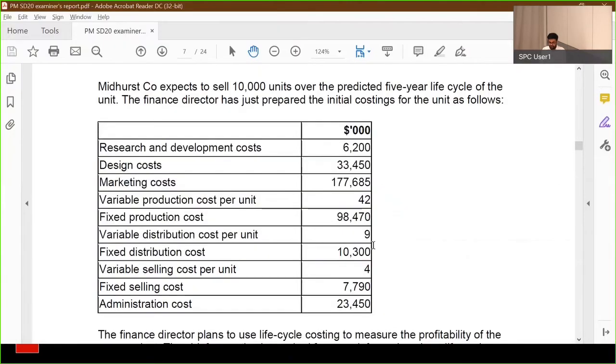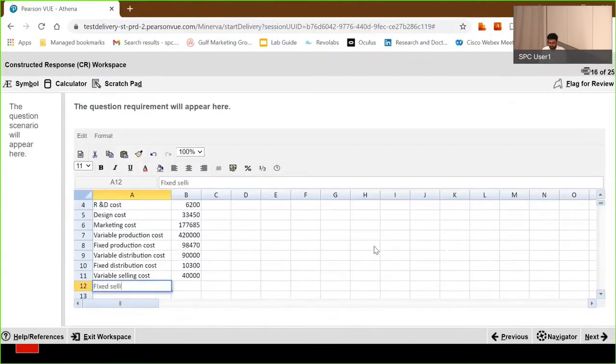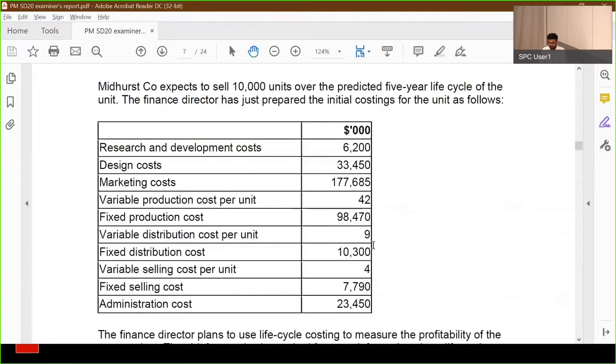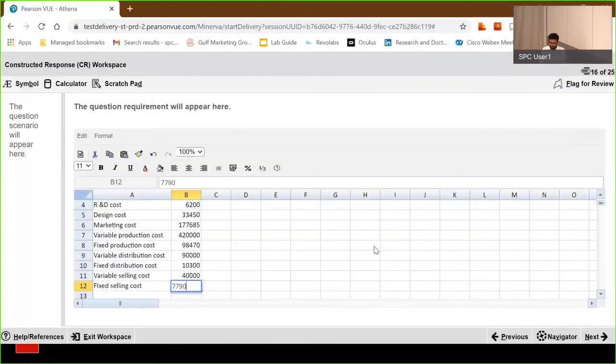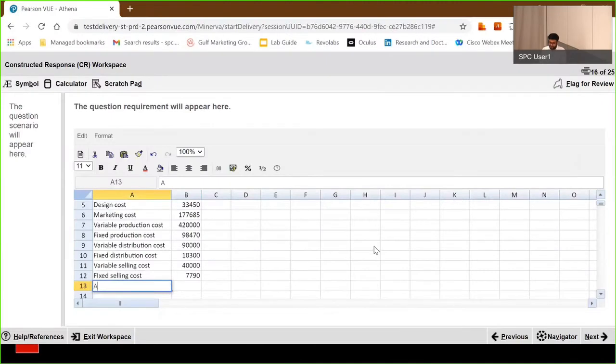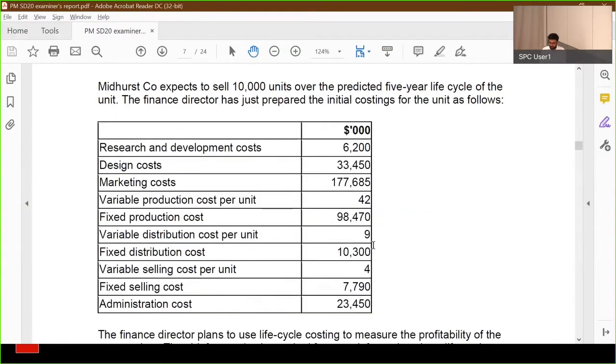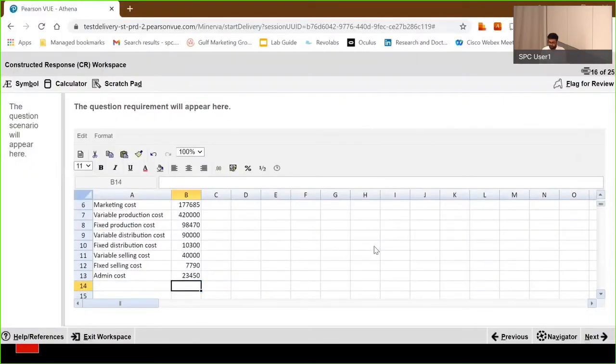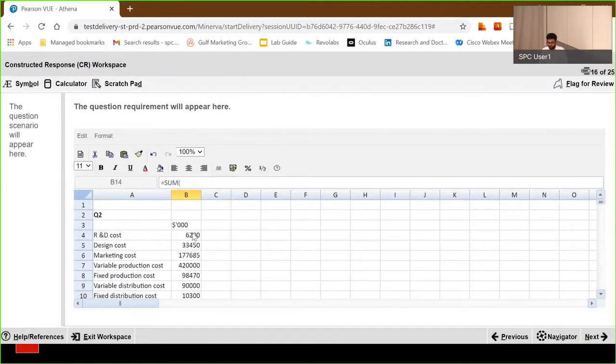And then we have fixed selling cost, 7,790. And finally, the last cost is the admin cost. So even if the admin cost is related to that product, we should be adding it in the calculation of life cycle cost per unit. Now I have written all the costs, so I'll take the total of it, total life cycle costs. And whenever you are taking a total on Excel, always use the sum function. Let's select all the cells.